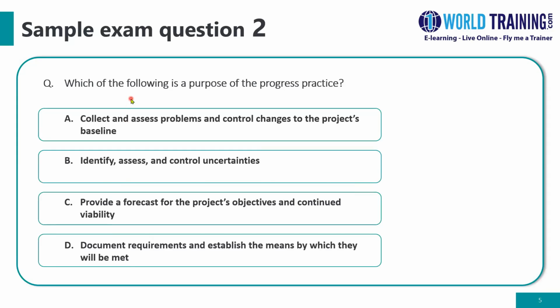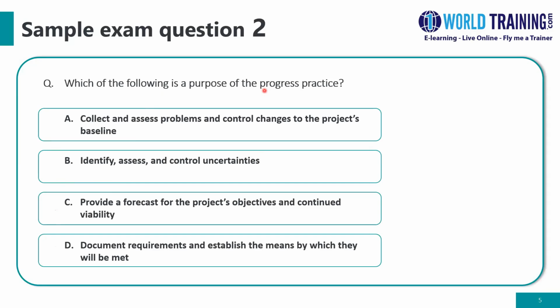Question number 2. Which of the following is a purpose of the progress practice? A. Collect and assess problems and control changes to the project's baseline. B. Identify, assess, and control uncertainties. C. Provide a forecast for the project objectives and continued viability. Or D. Document requirements and establish the means by which they will be met. It is about the progress practice.